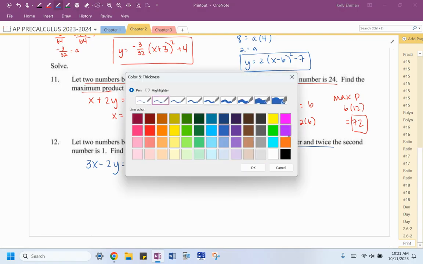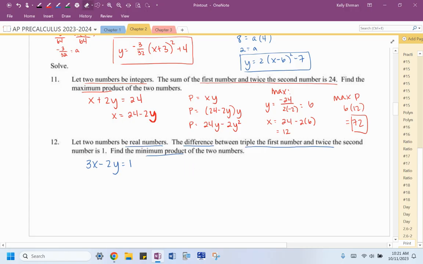Minimum product is x times y again. This one doesn't have as nice of a thing to solve for. I'm going to solve for x again just because I get to add 2y instead of subtracting and having negatives. When you divide by 3, it's 1/3 plus 2/3 y. 1/3 plus 2/3 y times y is 1/3 y plus 2/3 y squared.